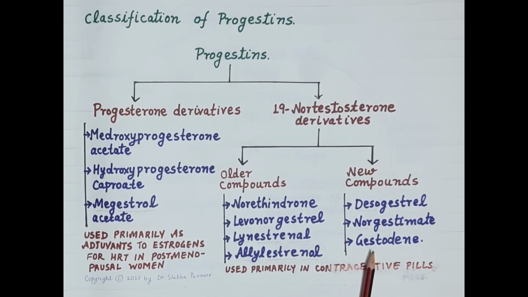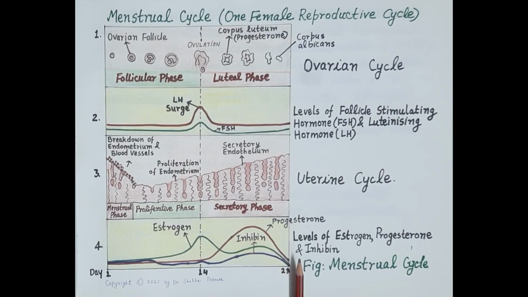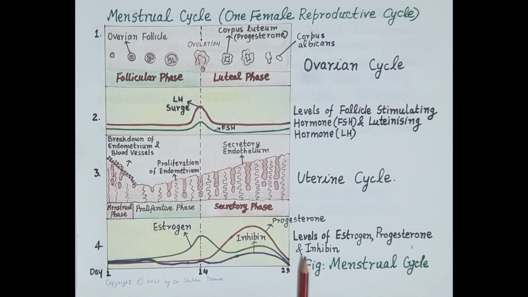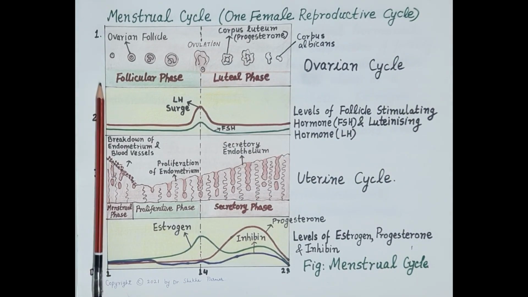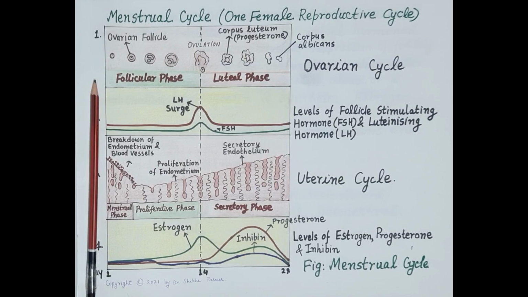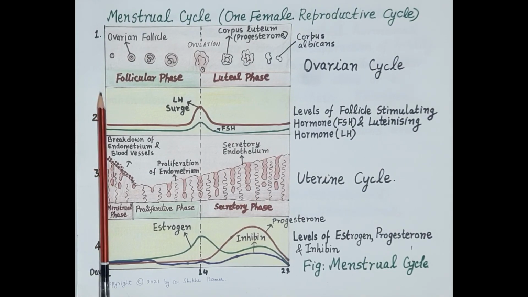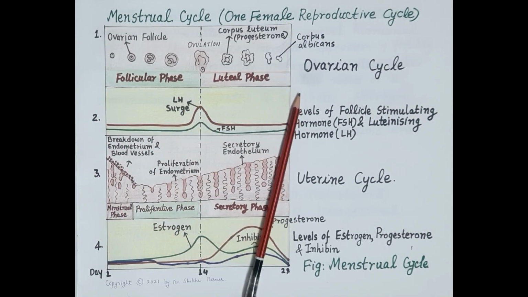Now, before discussing regulation of secretion of progesterone from the ovaries, let's first review in brief the concept of the reproductive cycle or menstrual cycle. This is a chart that shows one menstrual cycle or one female reproductive cycle. Now, look at figure 1. This figure shows the ovarian cycle. Each reproductive cycle is of around 28 days, starting from day 1 to day 28.